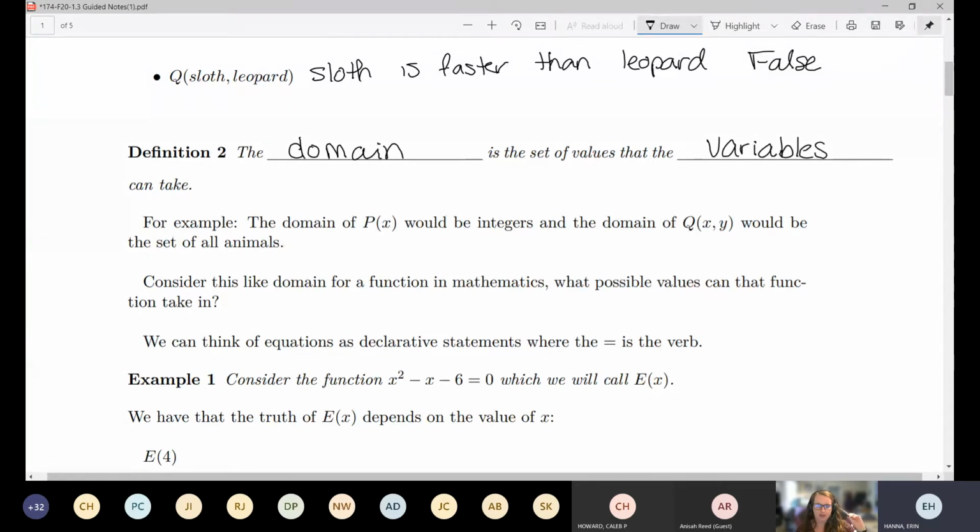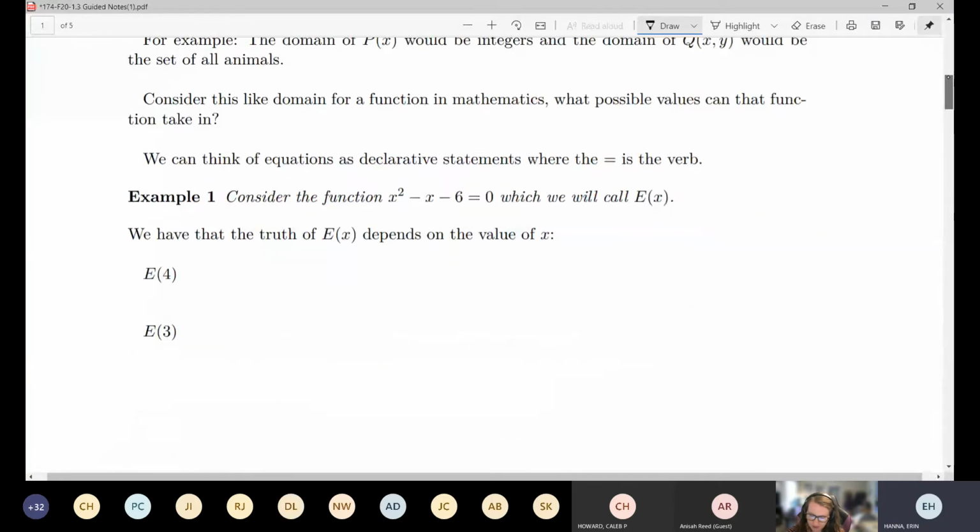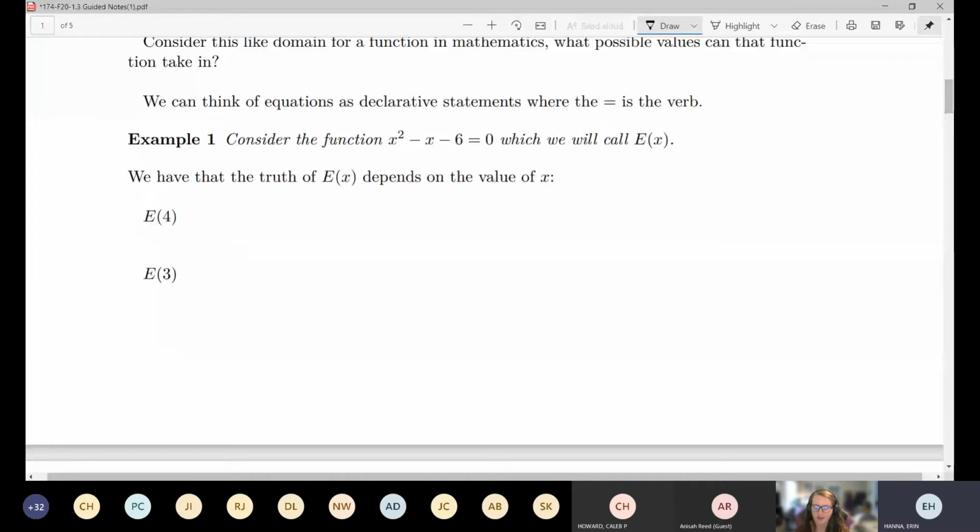We're also going to be able to think of equations as declarative statements, where we take the equal sign to be the verb, if you will. So here's what I mean by that. Consider the function x squared minus x minus 6 equals 0. We're going to call that E(x). So that's going to be our declarative predicate statement here.